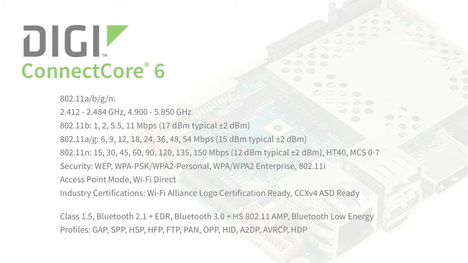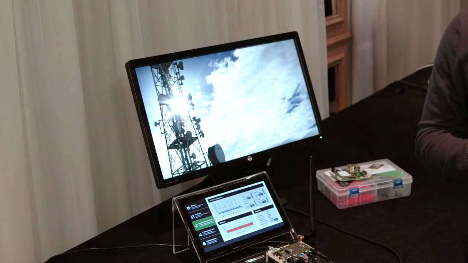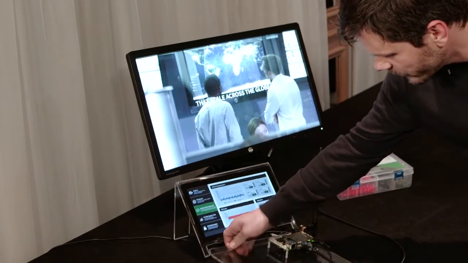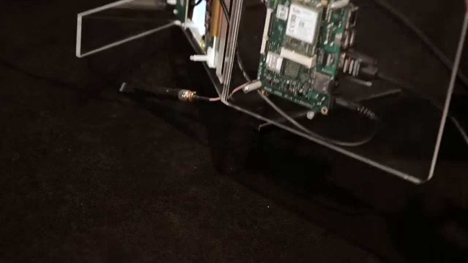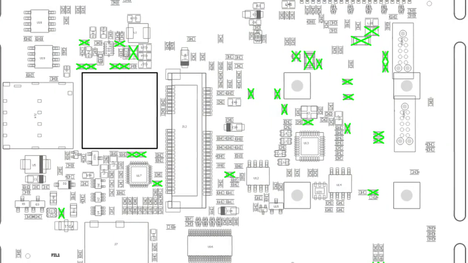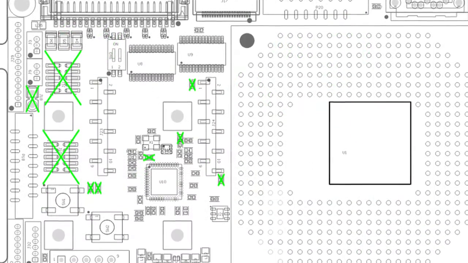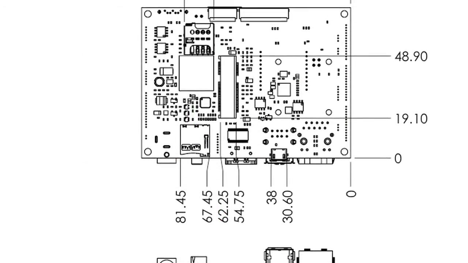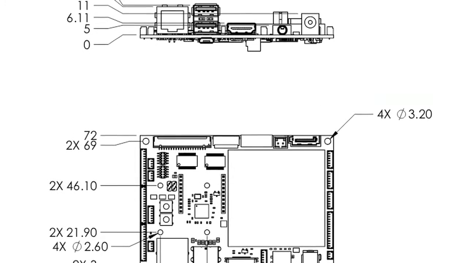We also built in cellular connectivity software support in our product, and we have in that demo here a telit modem mounted on the bottom of our ConnectCore 6 SBC. So this is a very complex design which takes a lot of design work. We are taking away the complexity for our customers.